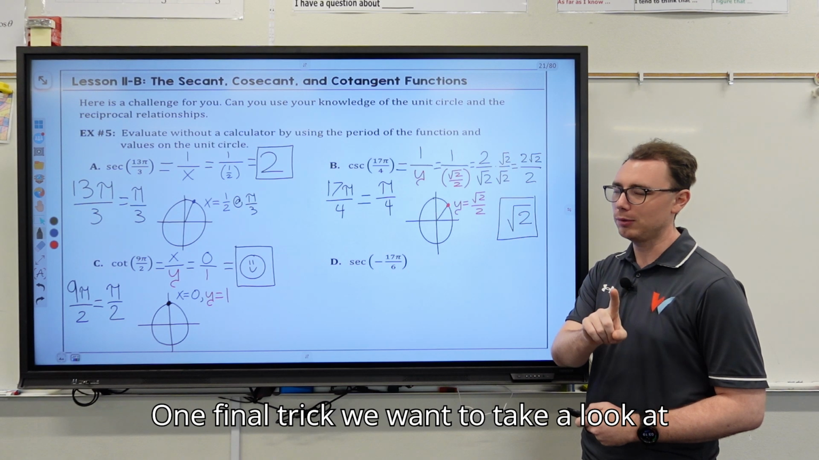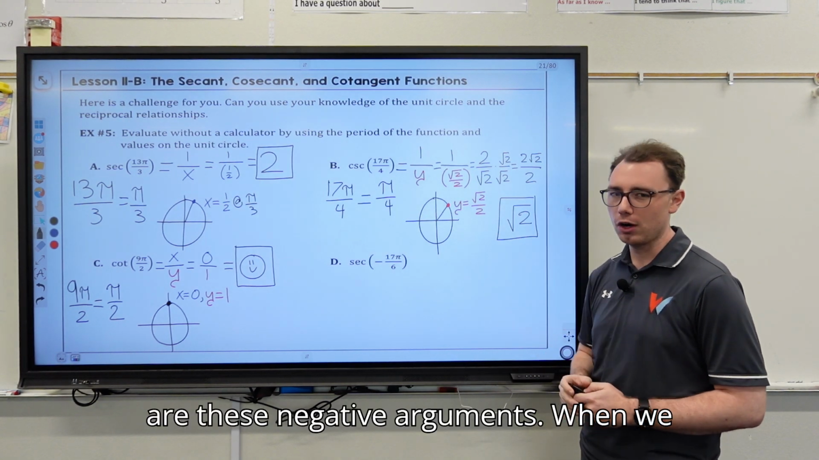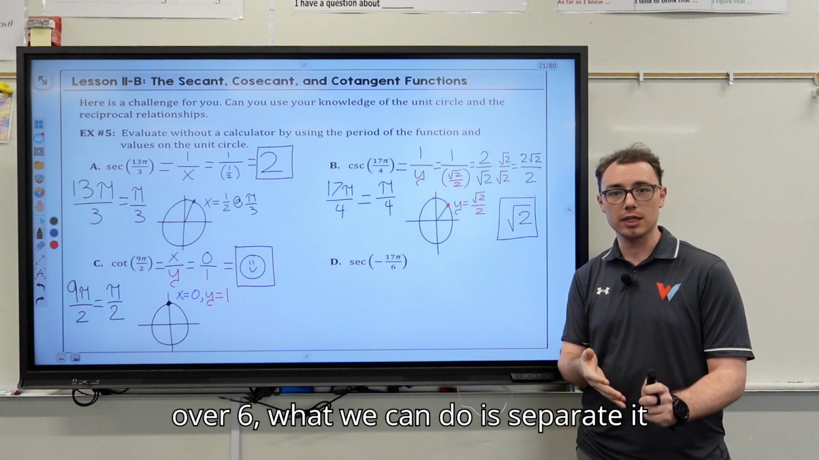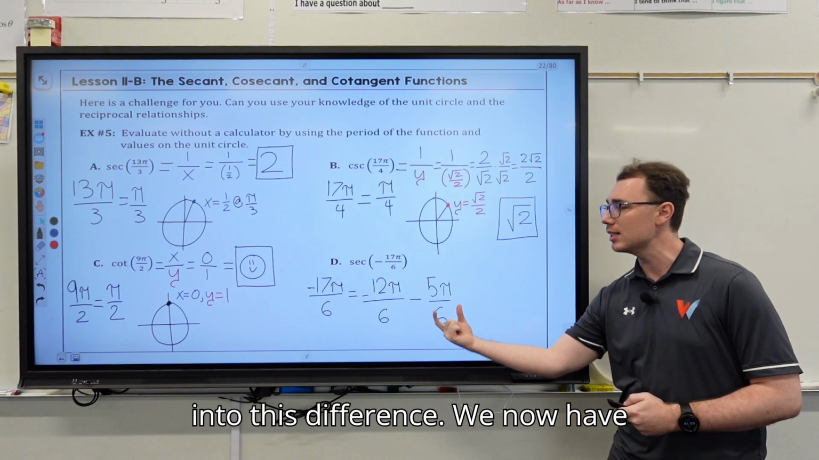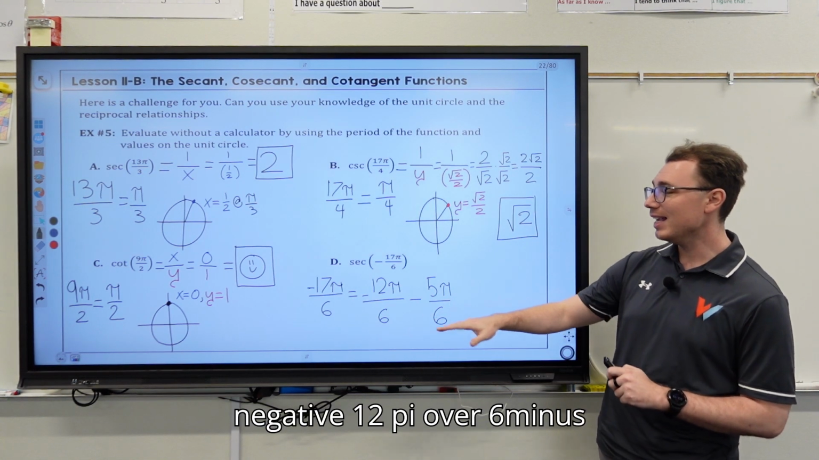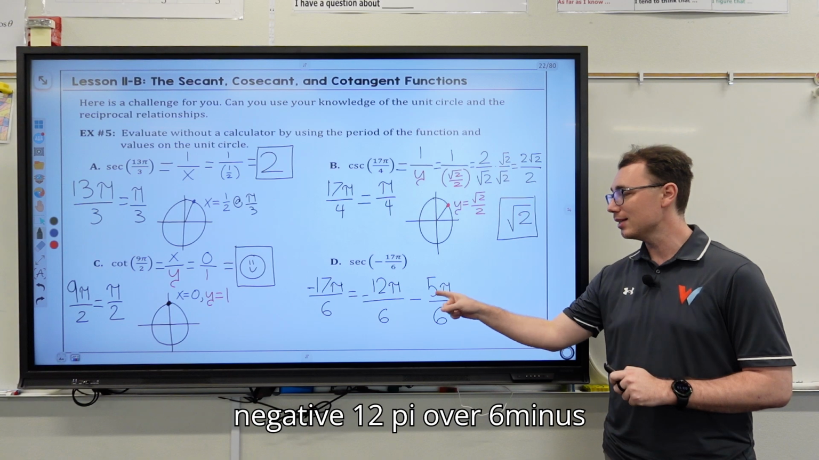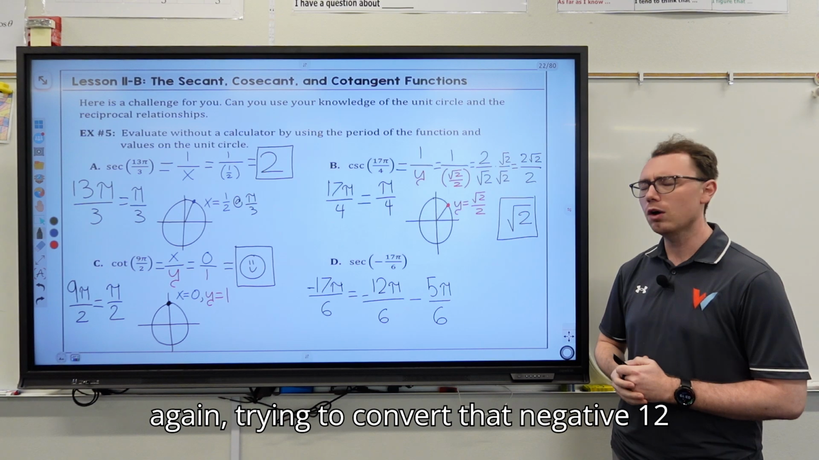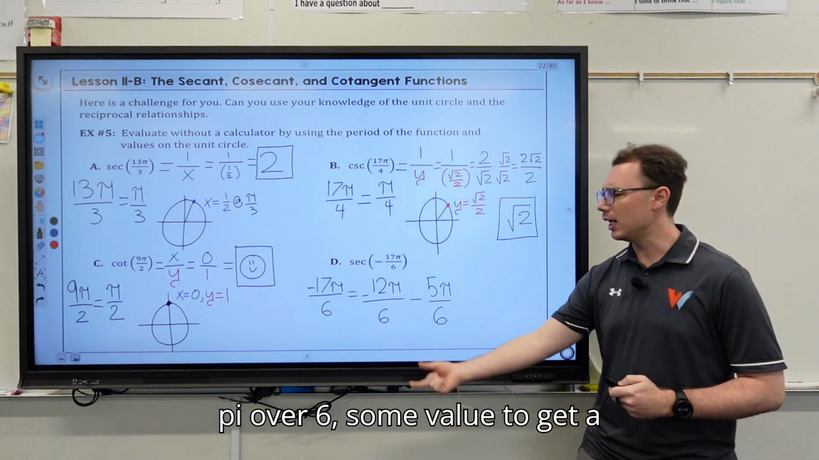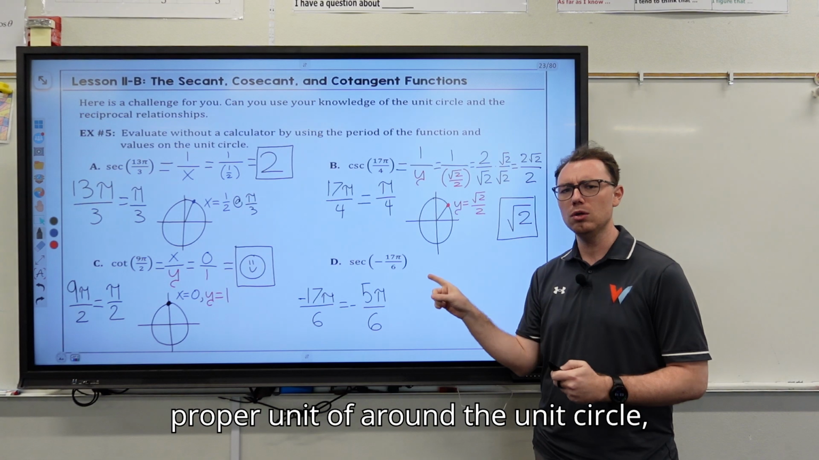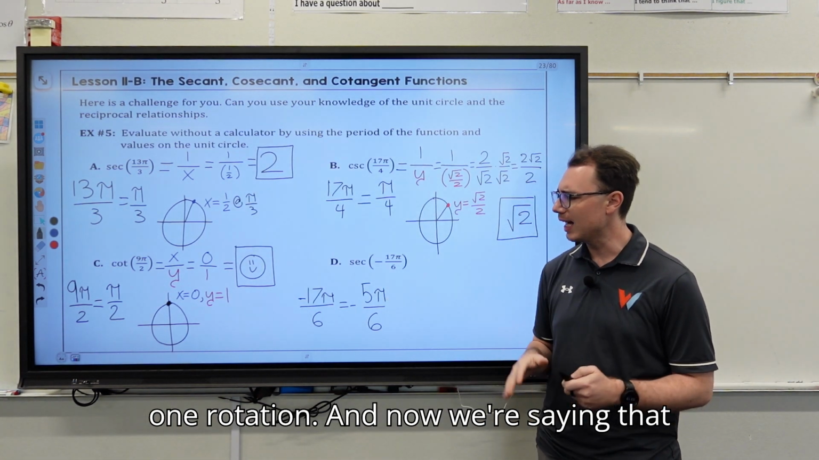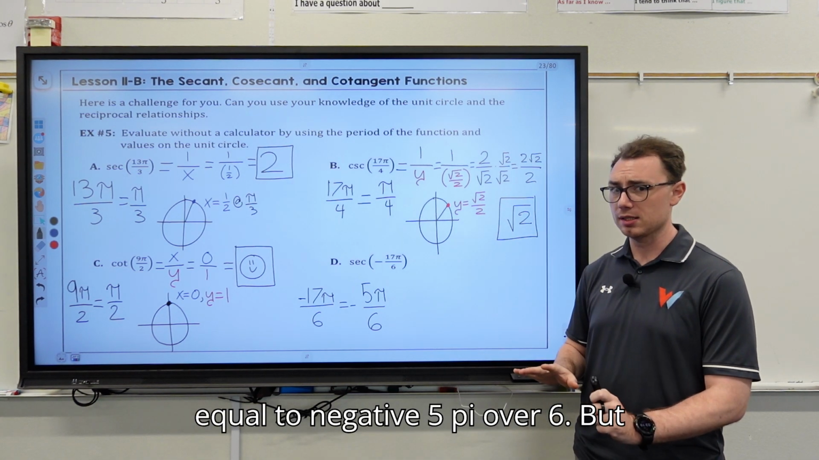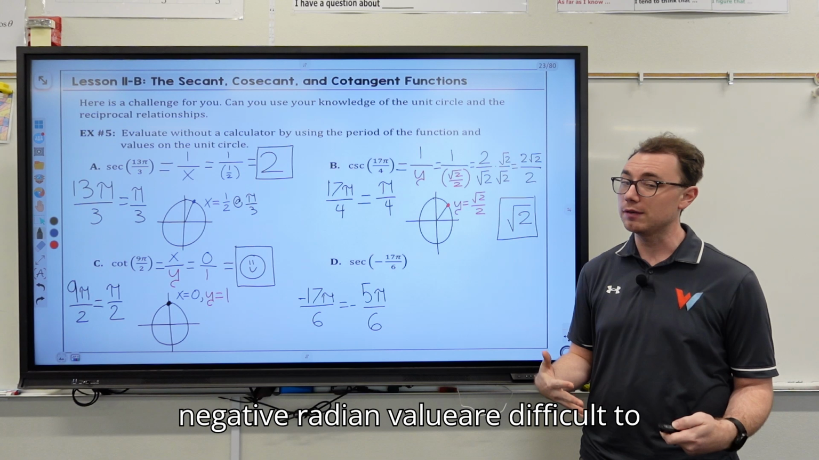One final trick we want to take a look at is negative arguments. When we have secant of negative 17 pi over 6, what we can do is separate it into a difference. We now have negative 12 pi over 6 minus 5 pi over 6. We're separating it again, trying to convert that negative 12 pi over 6 into a proper unit of one rotation around the unit circle. And now we're saying that negative 17 pi over 6 is equal to negative 5 pi over 6. But negative radian values are difficult to use.